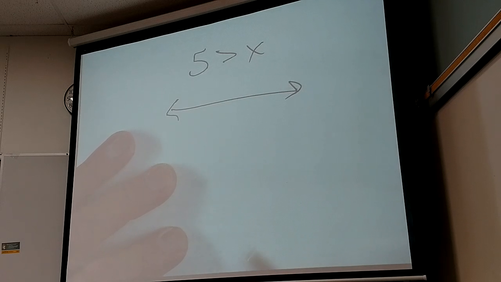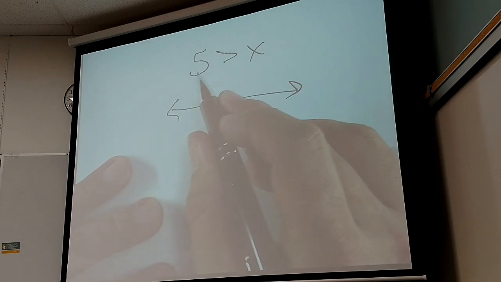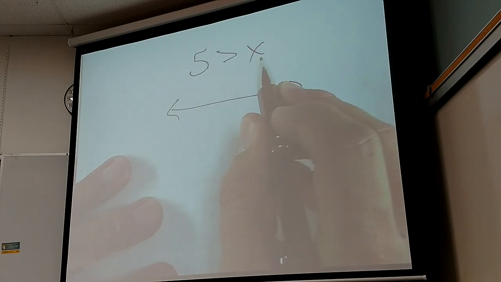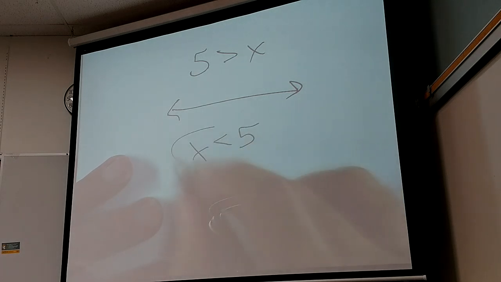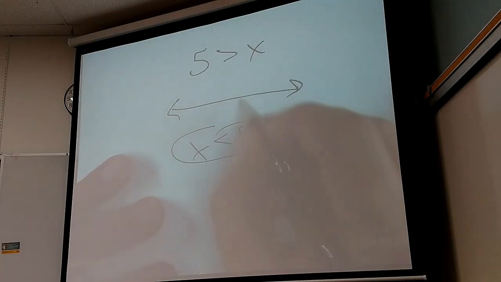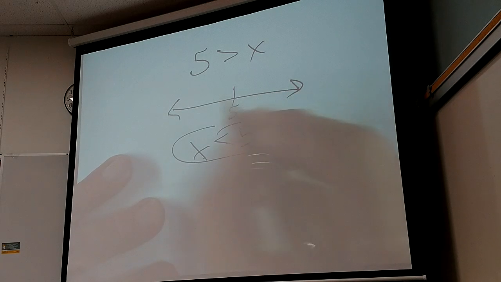Now this is a little bit evil. Because what does this say? Read this out loud. What's it say? 5 greater than x. Which means x is less than 5. That's the better way to write it. So you shouldn't be going up, you should be going down. So here's 5. Where are my x is less than 5? This way.